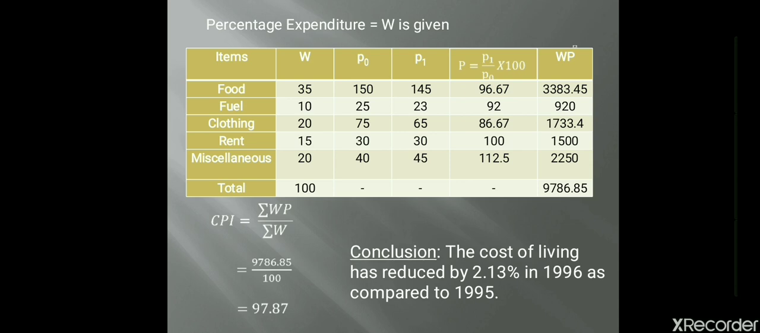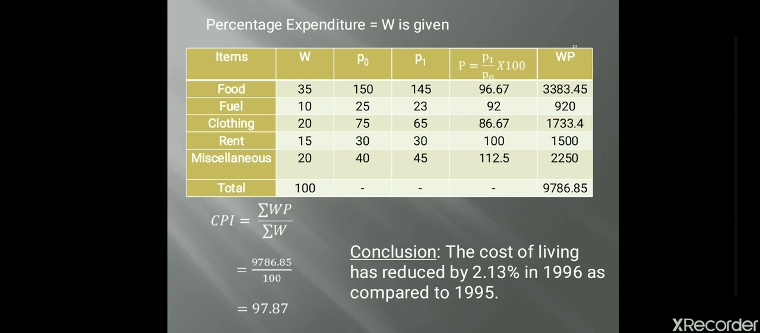For further calculation, here we go. 23 divided by 25 multiplied by 100 is 92. 65 divided by 75 multiplied by 100 is 86.67. 30 divided by 30 multiplied by 100 is 100. 45 divided by 40 multiplied by 100 is 112.5. That completes calculation of all the values in price relative column. Now we require total of WP values.